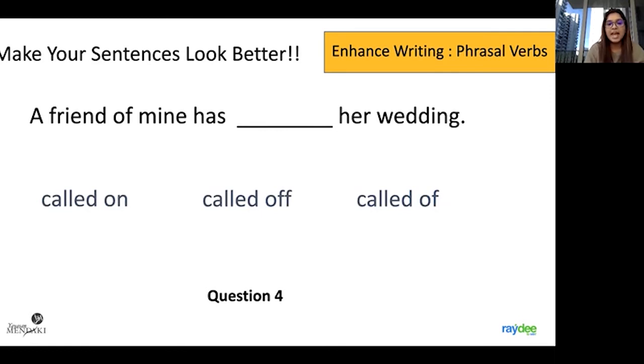A friend of mine has called off her wedding. Okay. So called off means to cancel, and we don't use the called off as in OF. We use OFF because it is done. Okay. She's canceling her wedding.